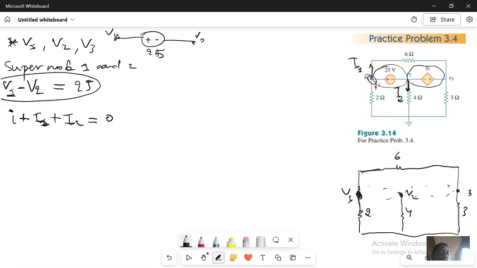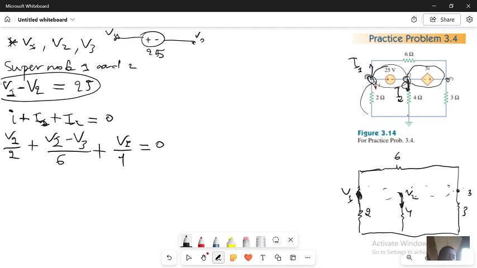Now, how do we determine the value of I? To determine this value I have V1 minus 0 divided by 2. So I will directly have V1 divided by 2 plus I1. This I1 is coming from V1 to V3, so I will have plus V1 minus V3 divided by 6, plus I2. I2 is this current which is leaving here. I2 equals V2 minus 0, so plus V2 divided by 4, equal 0.